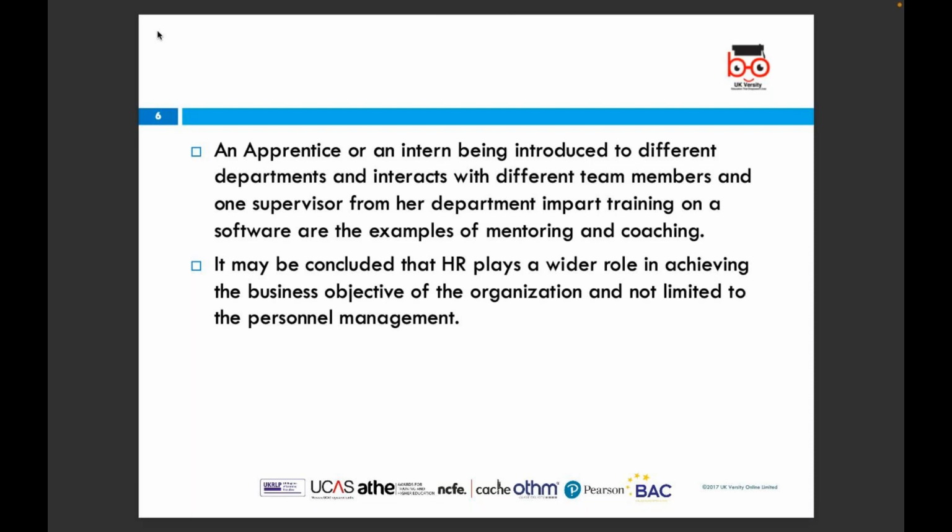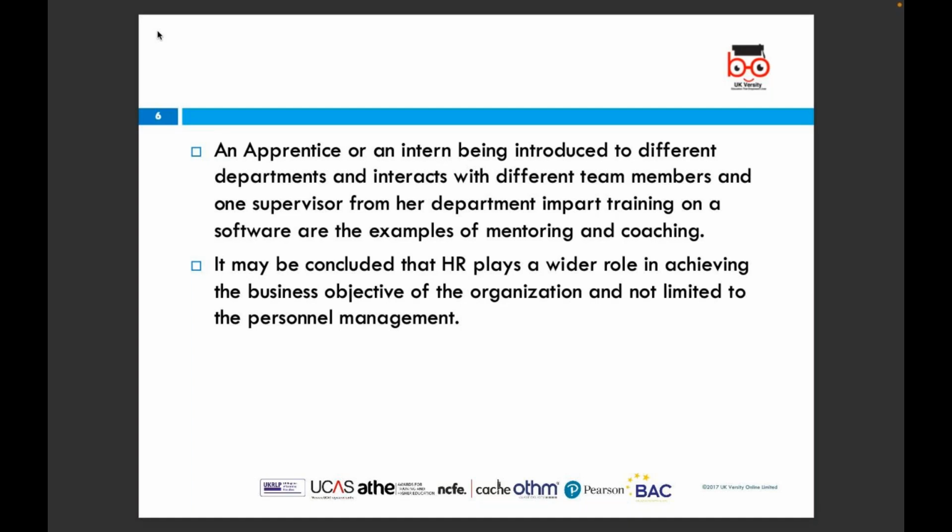Also, an apprentice or an intern is introduced to different departments. It's very simple; it's talking about internees and apprenticeships. Have you got any idea about this? With different team members, one supervisor from the department imparts training on software, which is an example of mentoring and coaching. So it may be concluded that HR plays a wider role in achieving the business objectives of the organization and is not limited to personnel management.